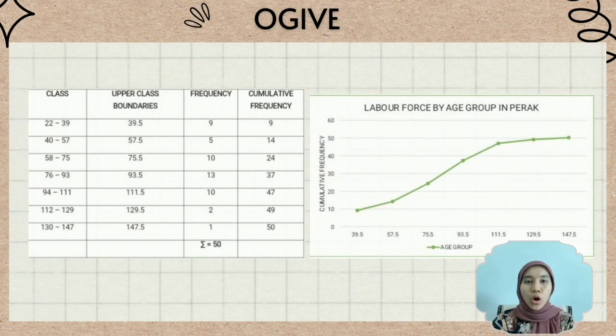Next is the ogive. An ogive is a line graph that displays the cumulative frequency of each class at its upper class boundary. In the next table, we calculate the upper class boundaries, frequency, and cumulative frequency. So, in the ogive graph, we want to know about cumulative frequency and upper class boundaries. The upper class boundary of 39.5 has the lowest cumulative frequency, which is 9. Meanwhile, the upper class boundary of 147.5 has the highest cumulative frequency, which is 50.